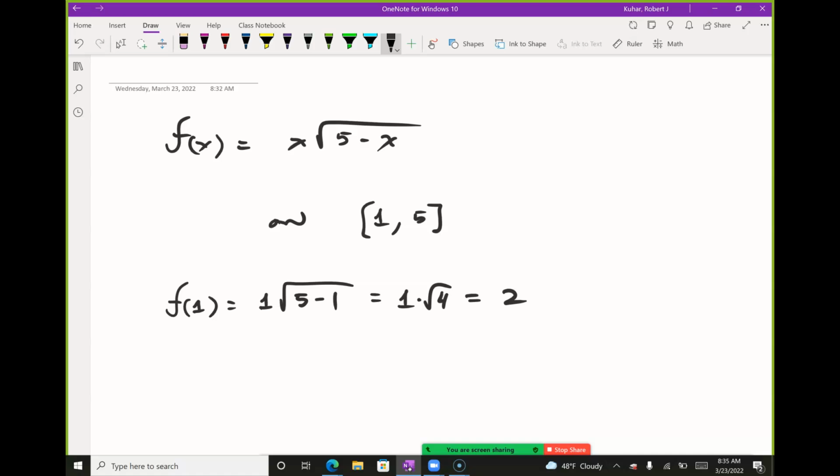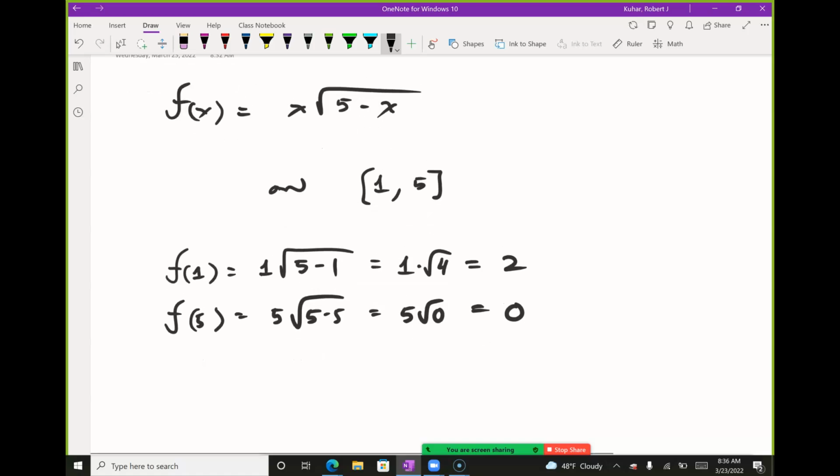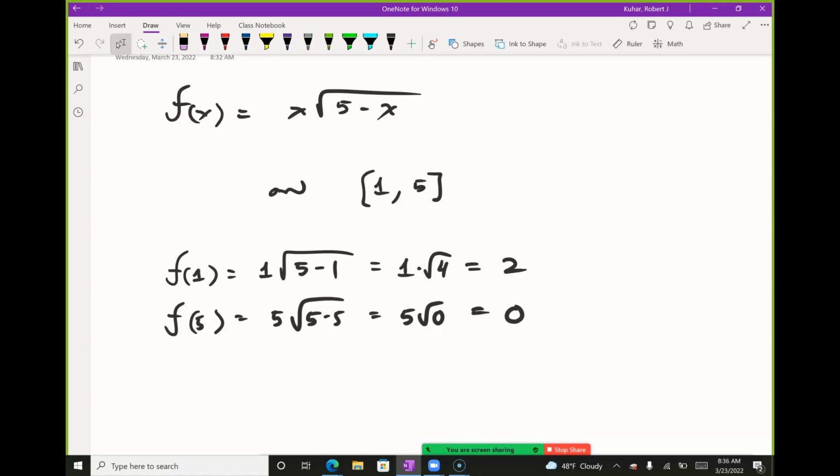If I couldn't look at the graph, I wouldn't know. I would just know, okay, I got a height of 2. Let's see what other heights I have. F of 5 is 5 times square root of 5 minus 5. So 5 times square root of 0, so that's 0. So I know now 2 can't be my min. It's higher than the 0. So 0 could be the min. 2 could be the max. But I know the answer already. I love knowing the answer before I get to the end. It's like reading the last page of the book first.